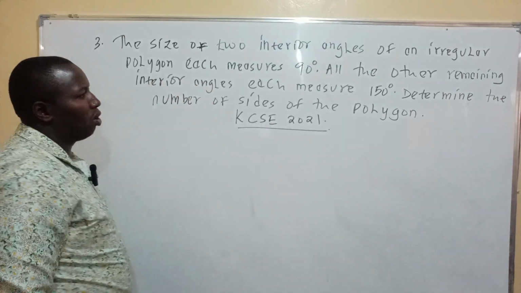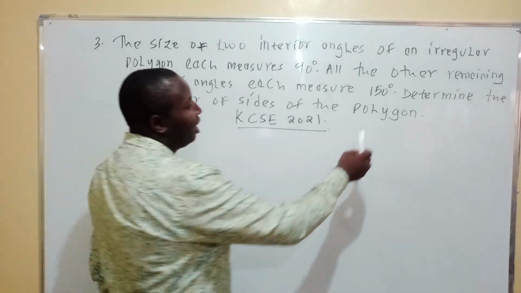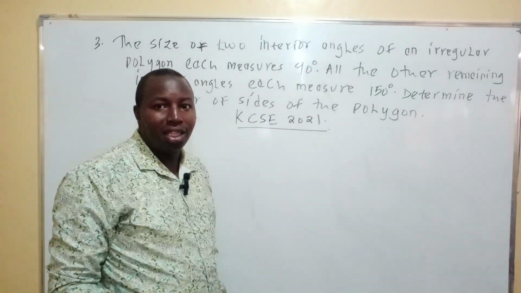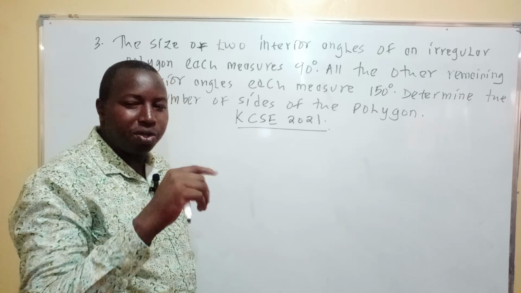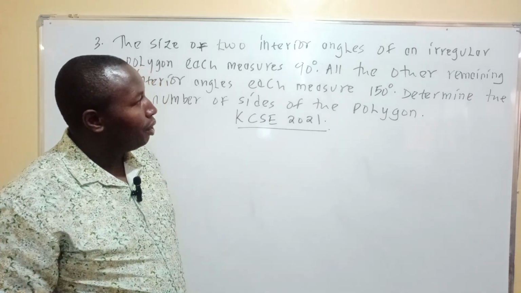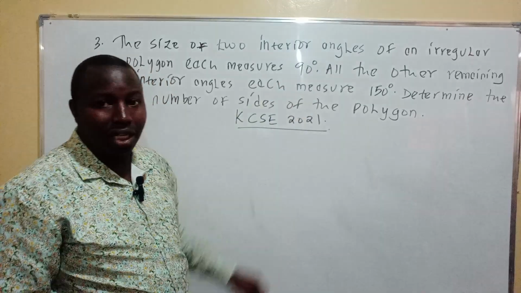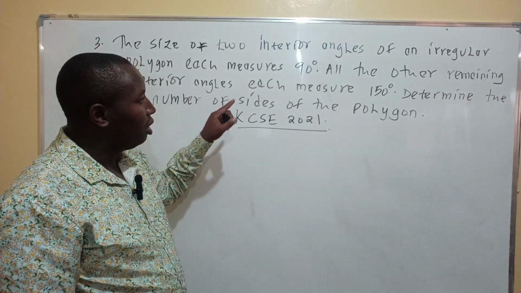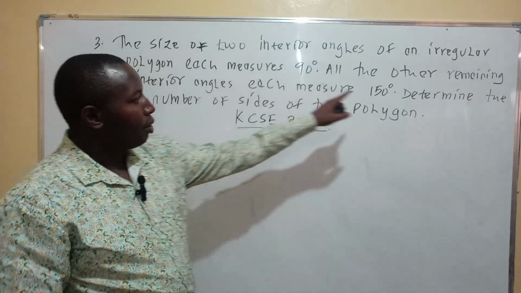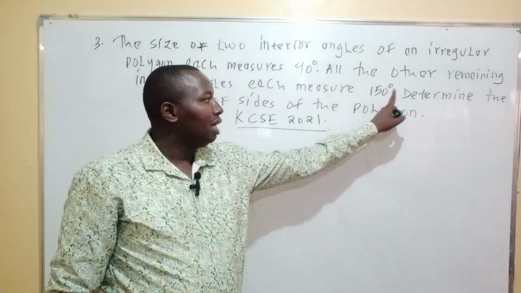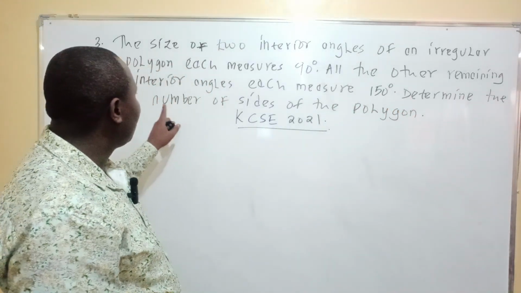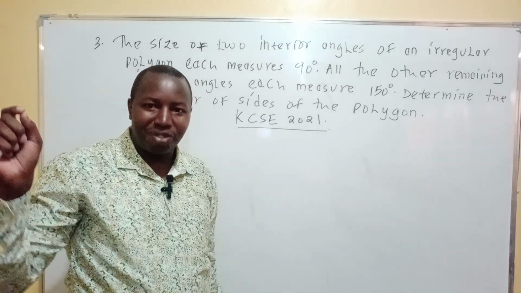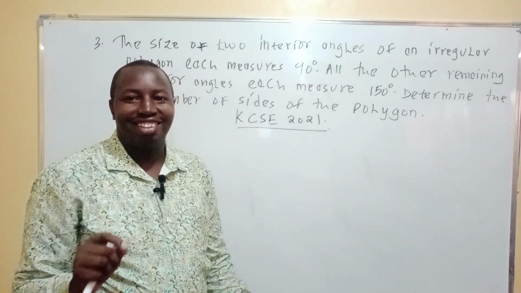Two interior angles of an irregular polygon each measure 90 degrees. All the other remaining interior angles each measure 150 degrees. Determine the number of sides of the polygon.